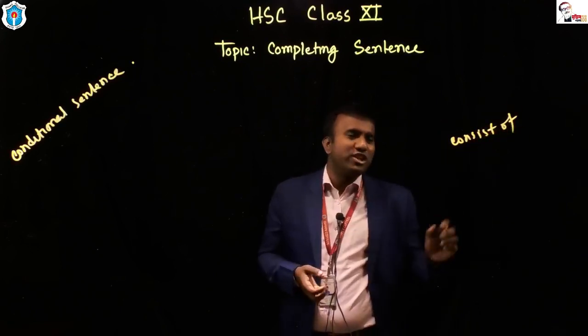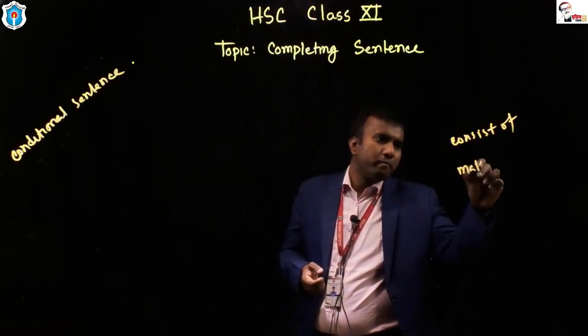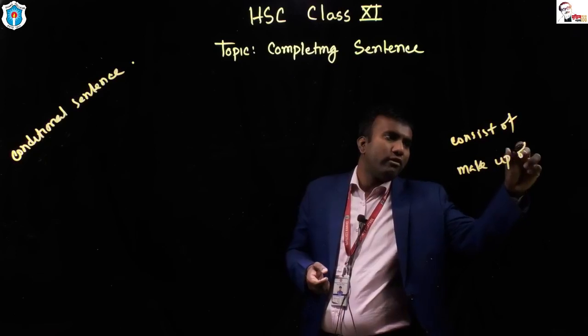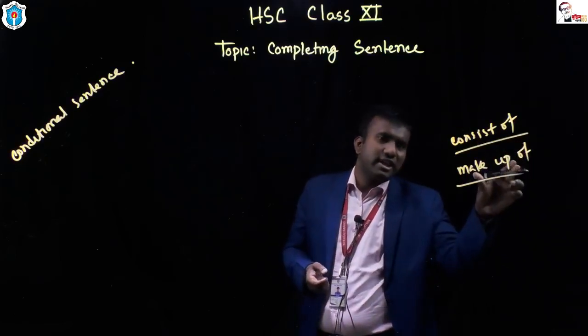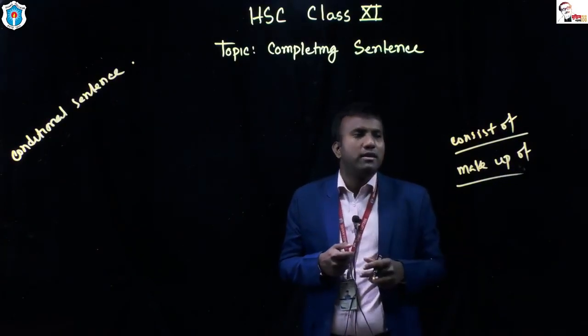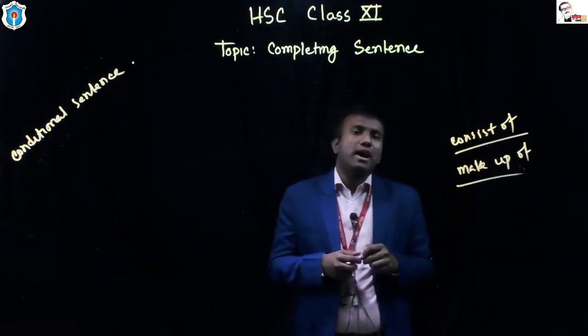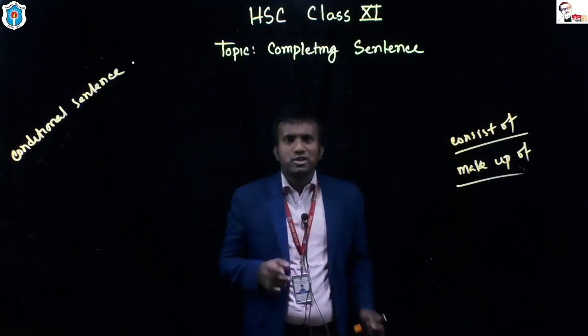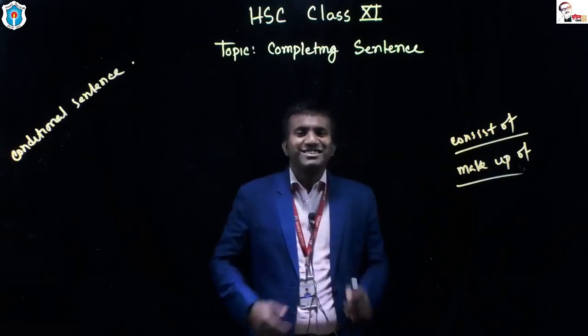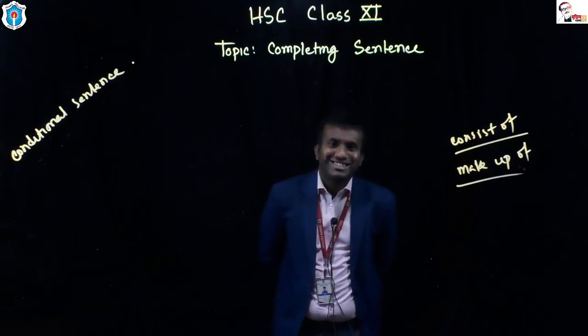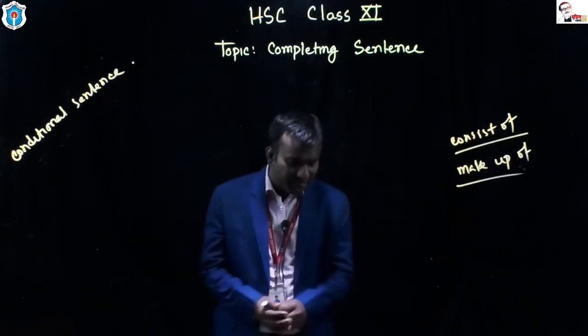Consist of means gothita ha. Make up of. This is a phrase. It also conveys the meaning gothita ha. Consist of and make up of. So a complex sentence consists of one principal clause and one subordinate clause. Now question arises, what a principal clause and what a subordinate clause is.